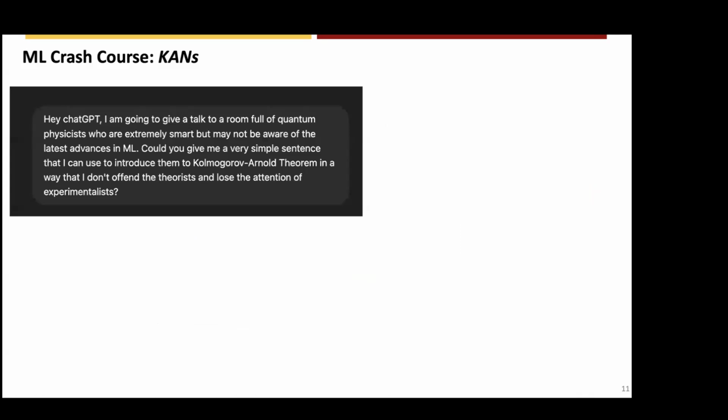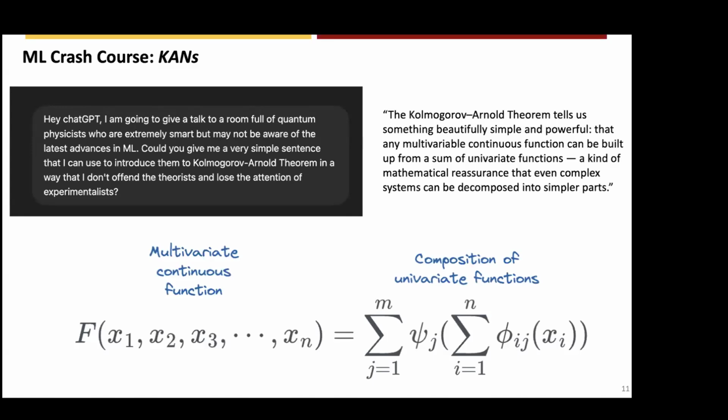So I asked my friend ChatGPT, hey, I'm going to give a talk to a room full of quantum physicists who are extremely smart, but may not be aware of the latest advances in machine learning. Could you give me a very simple sentence that I can use to introduce them to the Kolmogorov-Arnold theorem in a way that doesn't offend the theorists and lose the attention of experimentalists? So it gave me a sentence. I don't really like it, so ignore that. Could you hide the chat?